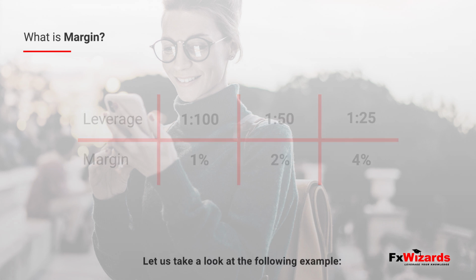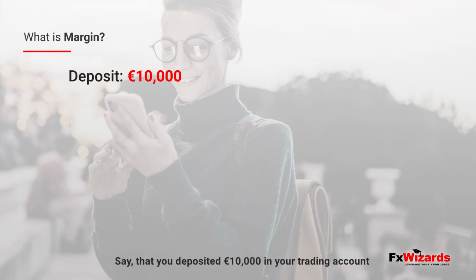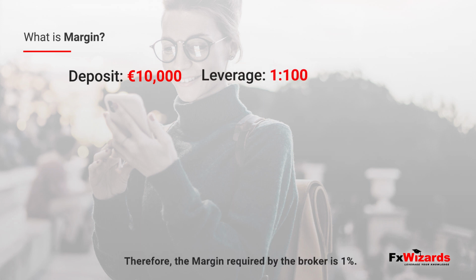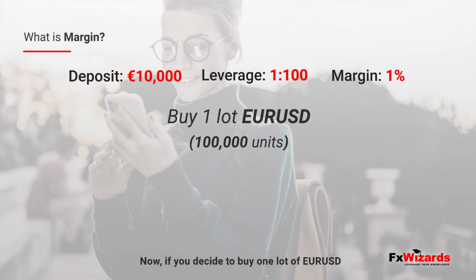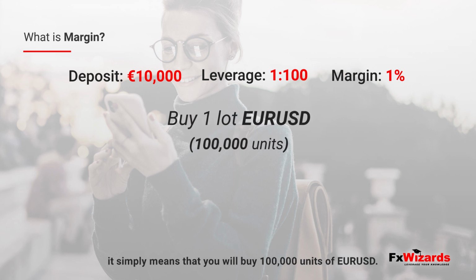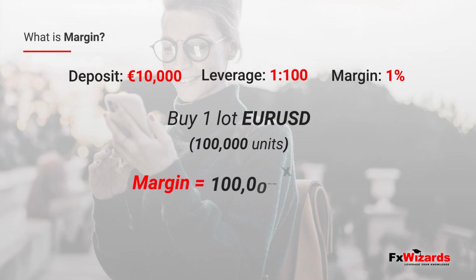Let's take a look at the following example. Say that you deposited 10,000 euros in your trading account and the preferred leverage is 1 to 100. Therefore, the margin required by the broker is 1%. Now, if you decide to buy one lot of Euro-US dollar, it simply means that you will buy 100,000 units of Euro-US dollar. The required margin will be calculated as follows. Margin equals 100,000 times 1 over 100, which is 1,000 euros.